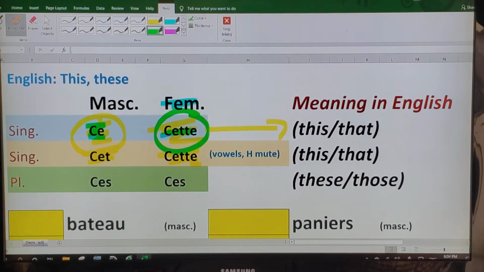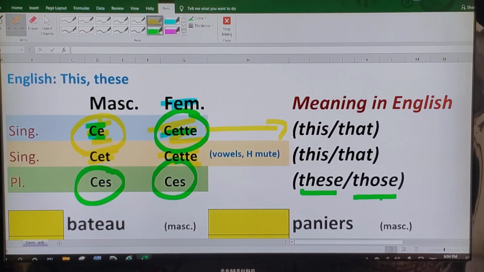This can either mean this or that. Likewise in the plural, "ces" can either mean these or those. There's basically nothing to identify, right? If I say "cet", it either means this or that. If I say "ces", it means either these or those. So there's basically no distinction.